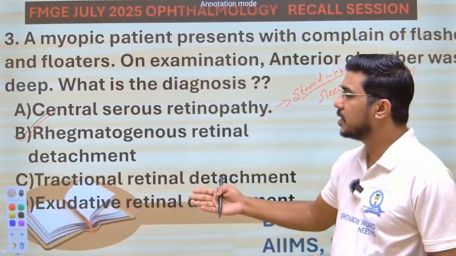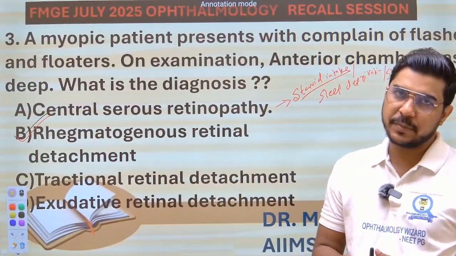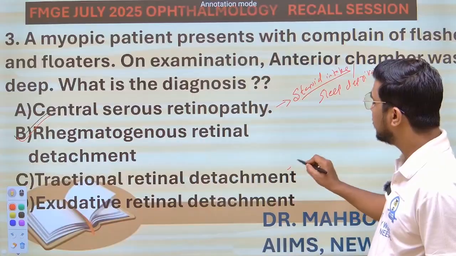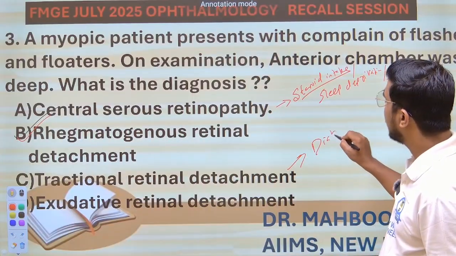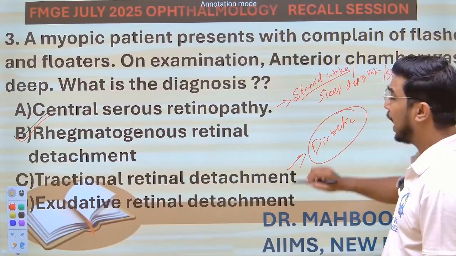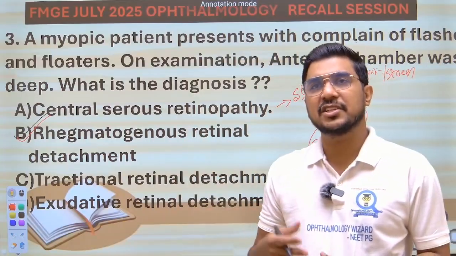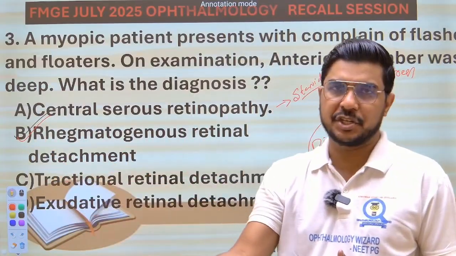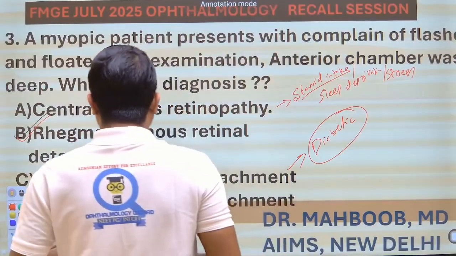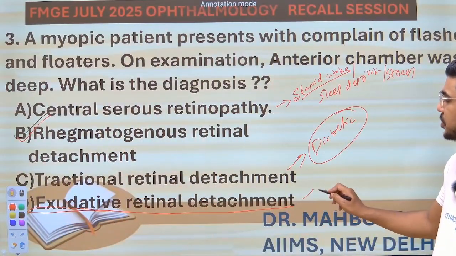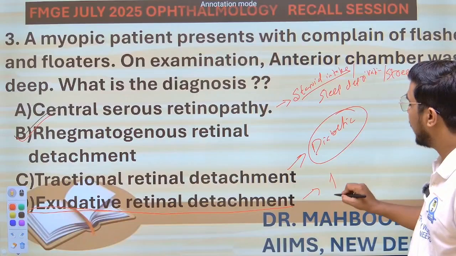Rhegmatogenous retinal detachment is the most common type among all retinal detachments. In tractional retinal detachment, they generally give a history of a diabetic patient. Right? If the patient is diabetic, tractional retinal detachment is more common. Third, for an exudative retinal detachment, what should be the history? There should be a history of any inflammation.